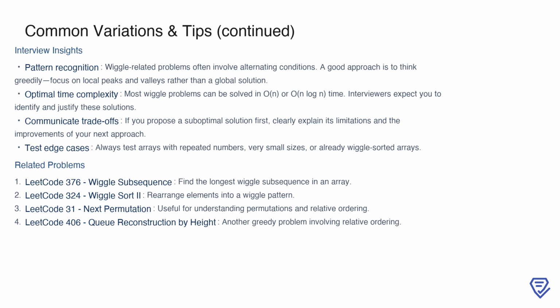Testing edge cases is also crucial, so remember to validate your solution with inputs like arrays containing repeated values, very small sizes, or those that are already in a wiggle-sorted state. For additional practice, related problems like LeetCode 376, which focuses on finding the longest wiggle subsequence, or LeetCode 324, a more advanced wiggle sort problem, can help you deepen your understanding. Problems like LeetCode 31, which deals with permutations, or LeetCode 406, which involves relative ordering in greedy contexts, are also highly relevant and worth exploring.